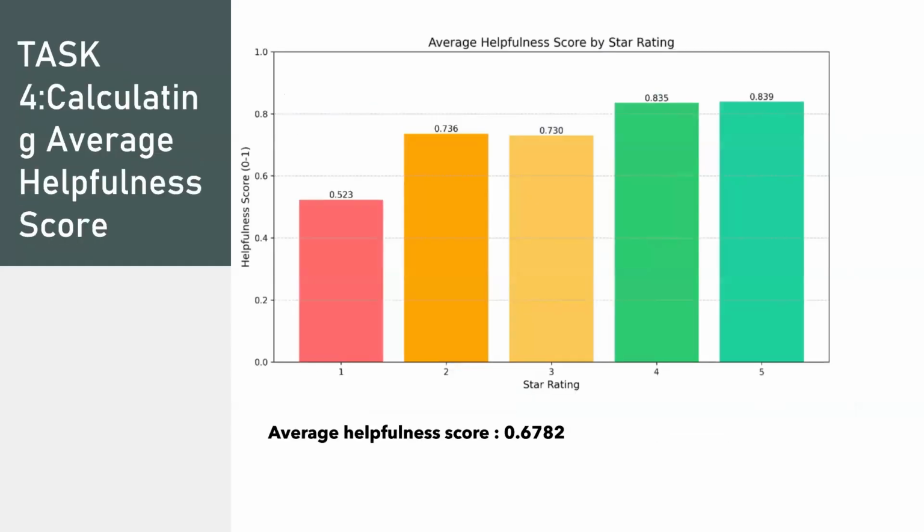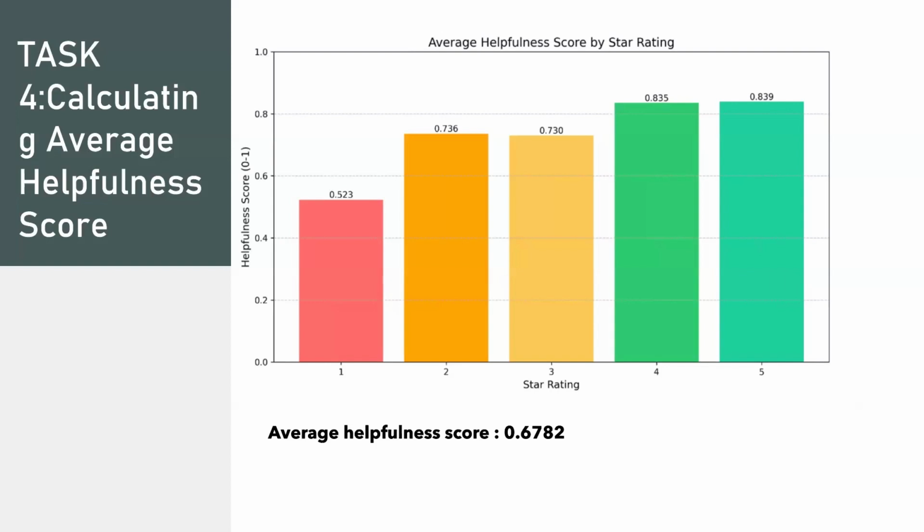Thank you, Joan. So I'll take you through the task that was to calculate the average helpfulness score. My name is Hadija Atman. To calculate the average helpfulness score for the reviews, we calculated this through total helpfulness votes divided by the total votes, that is both the helpful and unhelpful. And as you can see here, our average helpfulness score for all the reviews was 0.6782.